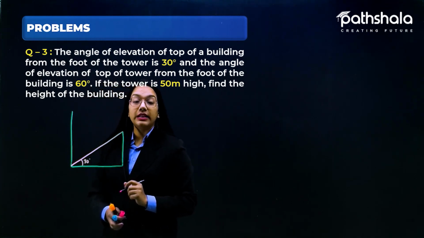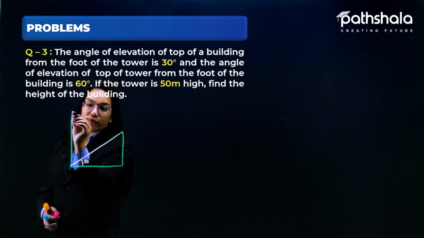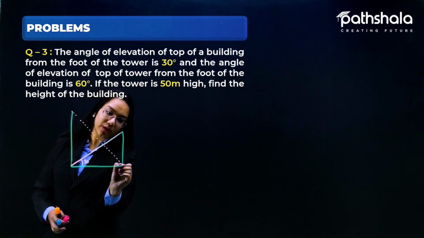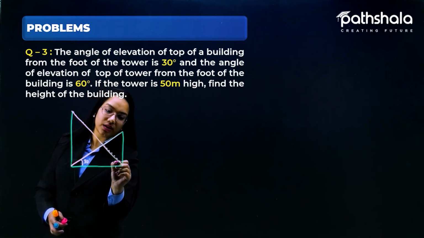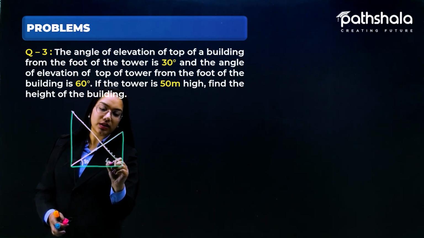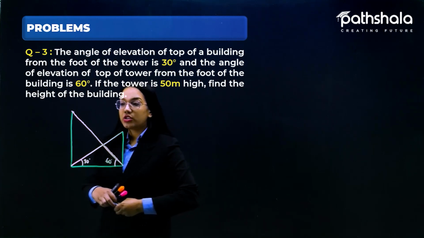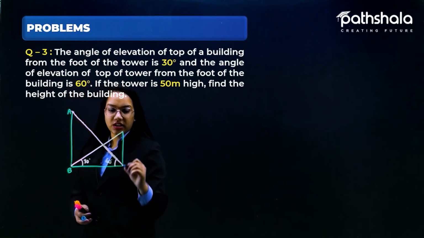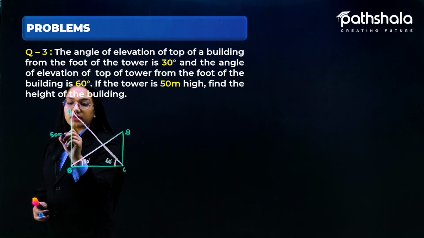Further, the question says the angle of elevation of the top of the tower from the foot of the building, so from the top of the tower towards the foot of the building. Let me draw it in such a manner. This angle is given to us as 60 degrees. Now it further says the tower is 50 meters high. Since this is my tower, let me call the points A, B, C and D. This is my tower, and its height is 50 meters.